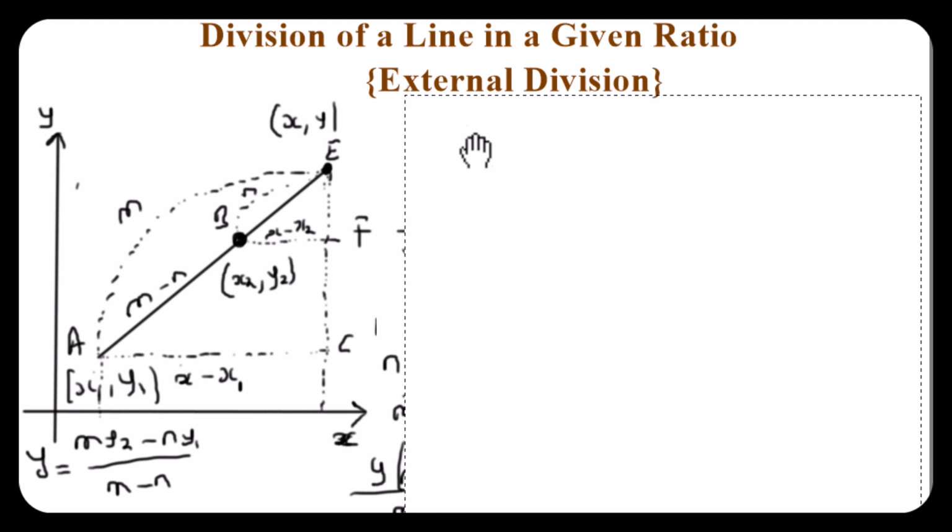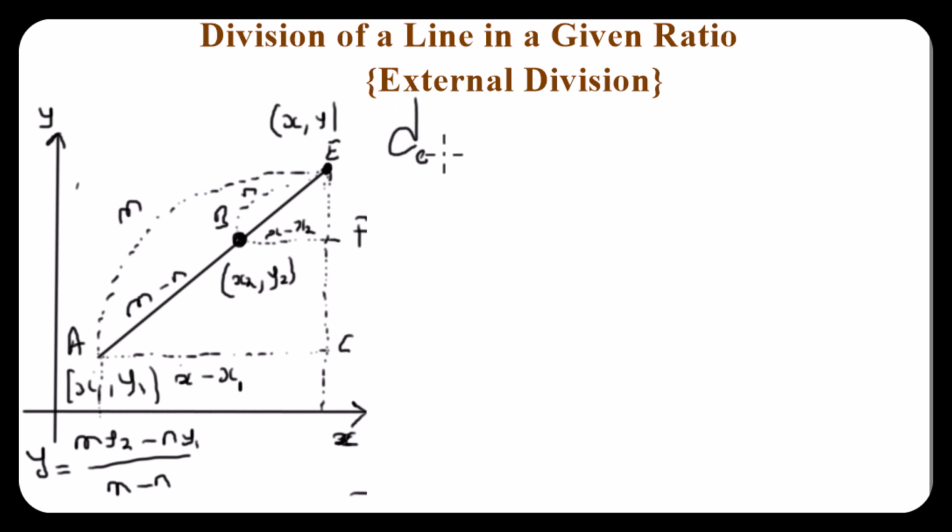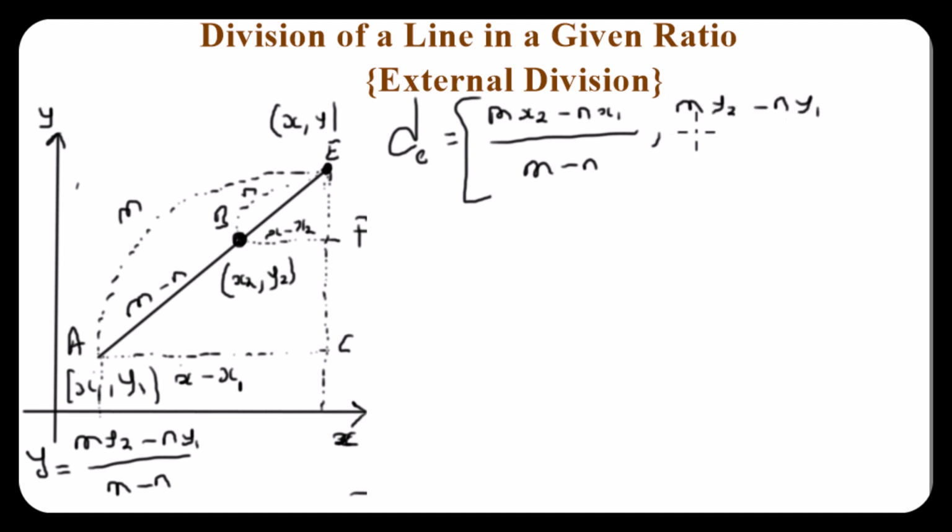So if we're given a line, and we're asked to divide the line externally given a particular ratio, then the formula to use will simply be: D of E will be equal to m of x2 minus n of x1, everything divided by m minus n, comma, and then m of y2 minus n of y1, again everything divided by m minus n. So this is the formula we want to use. Quickly, let's take a question and see how to apply the formula to divide a line given a particular ratio externally.